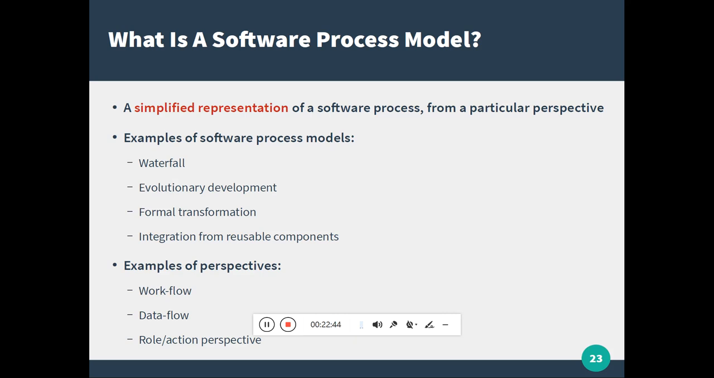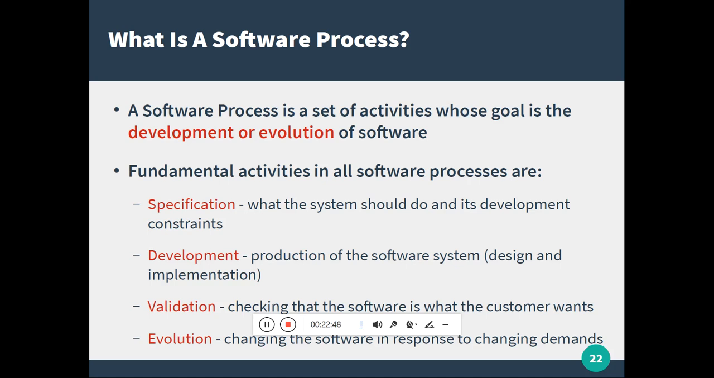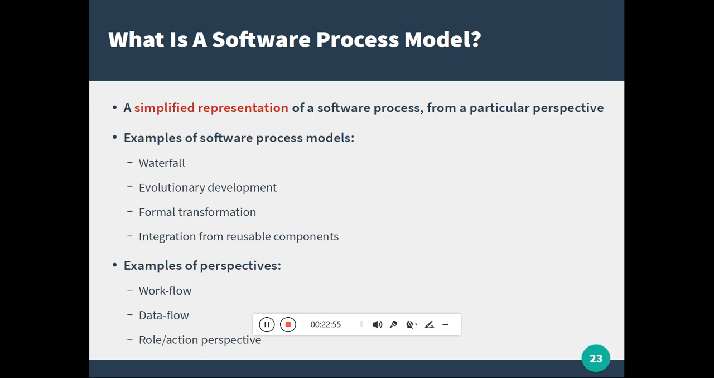So, what is a good software process model? We have already understood what a software process is. What kind of model consists of these components and how do they interact with each other to make a software process? We can call it a simplified representation of a software process from a particular perspective. So we have the waterfall process model, the evolutionary development, the formal transformation, and the integration of reusable programs. Examples of perspectives are the workflow, data flow, and the role action perspective.